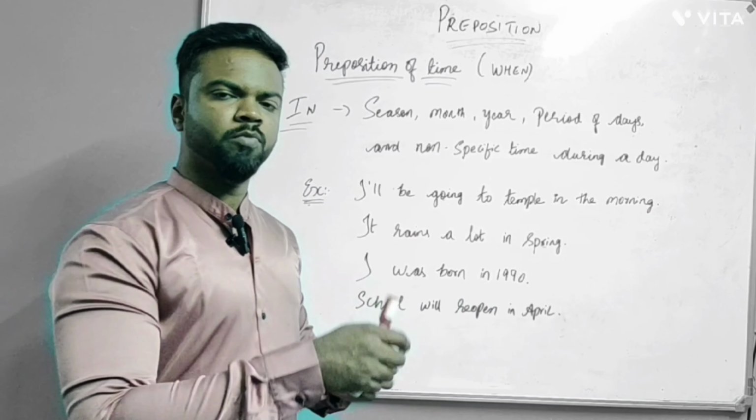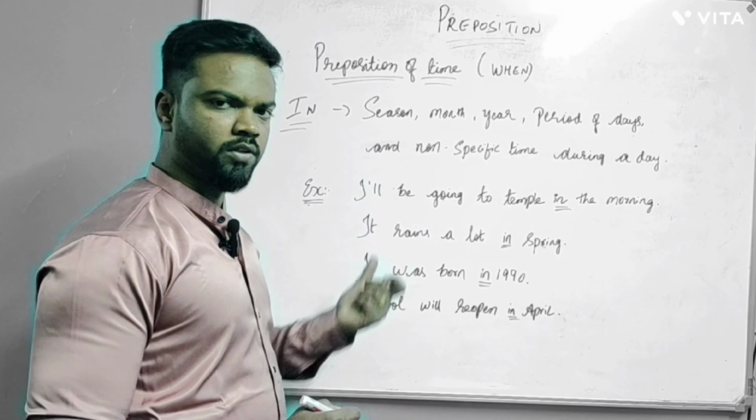Second sentence, it rains a lot in spring, so we use in with season. For example, I was born in 1990. Okay, we use in with year. Example 4, school will reopen in April. We use in with month. I hope you got this example.